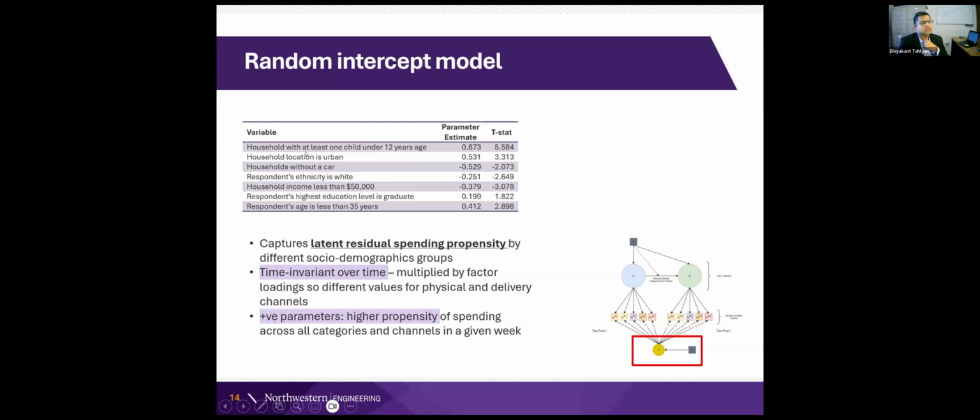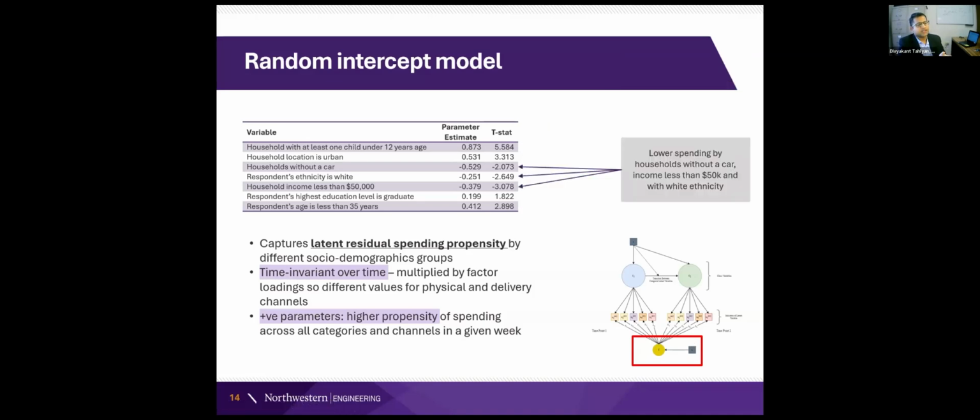And this shows that households with at least one child are more likely to spend in a given week. Households in urban locations are more likely to spend in a given week. Households without a car are less likely to spend in a given week. This doesn't have anything to do with online versus in-person at all. This is just capturing some of the additional heterogeneity in the data.